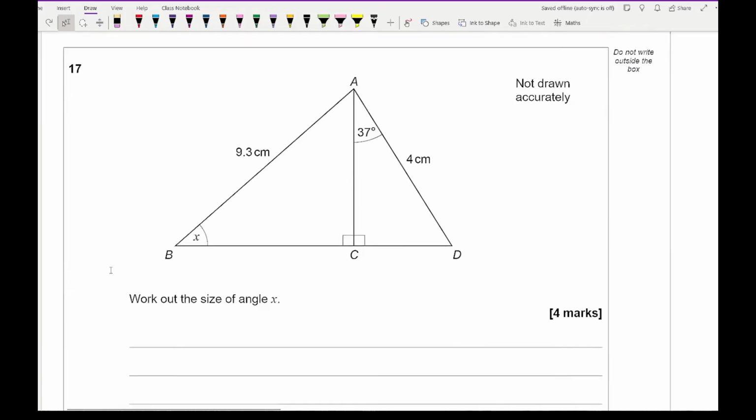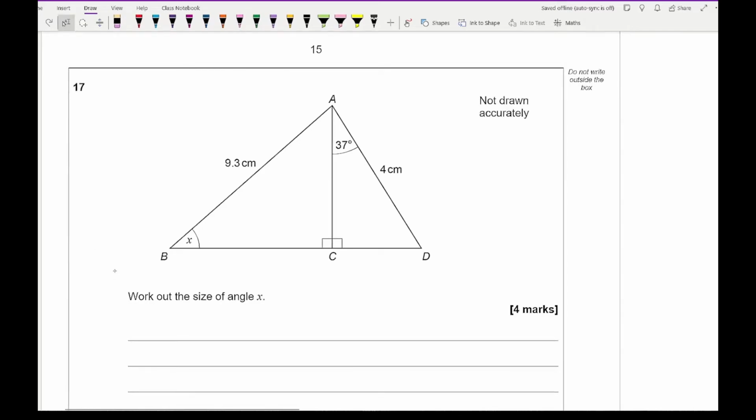Moving on to question 17, we've got a triangle and the question is asking us to work out the size of angle X. To work this out, first I need to find one of the remaining sides, either AC or BC, to work out what X is. Using this triangle here, if I draw it out separately, it might make a little bit of sense as to what I'm doing.